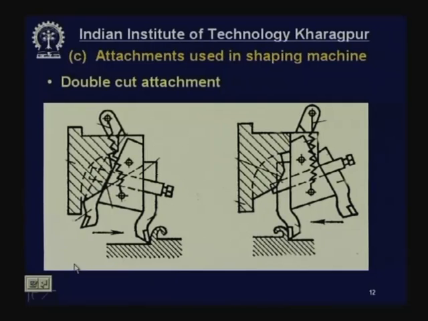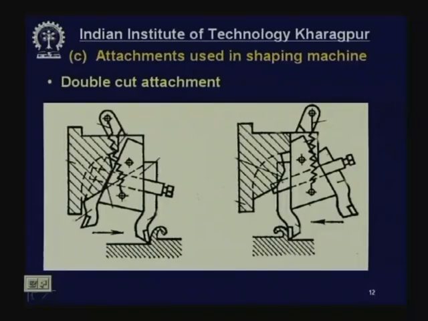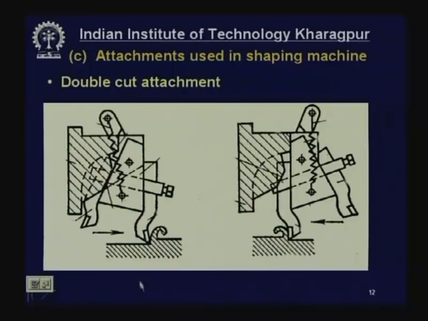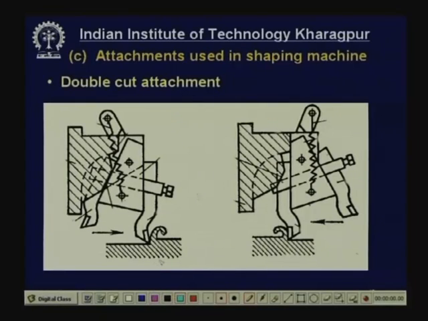Now, the shaping machine is much more primitive, even more primitive than the center lathe, and it is almost going to be obsolete. But even then, at least earlier, some attachments were used to enhance the processing capability of the shaping machine. Some unstipulated work, which is not supposed to be done in a shaping machine, could be done by some attachments. One example, the first example, is the double cut attachment.